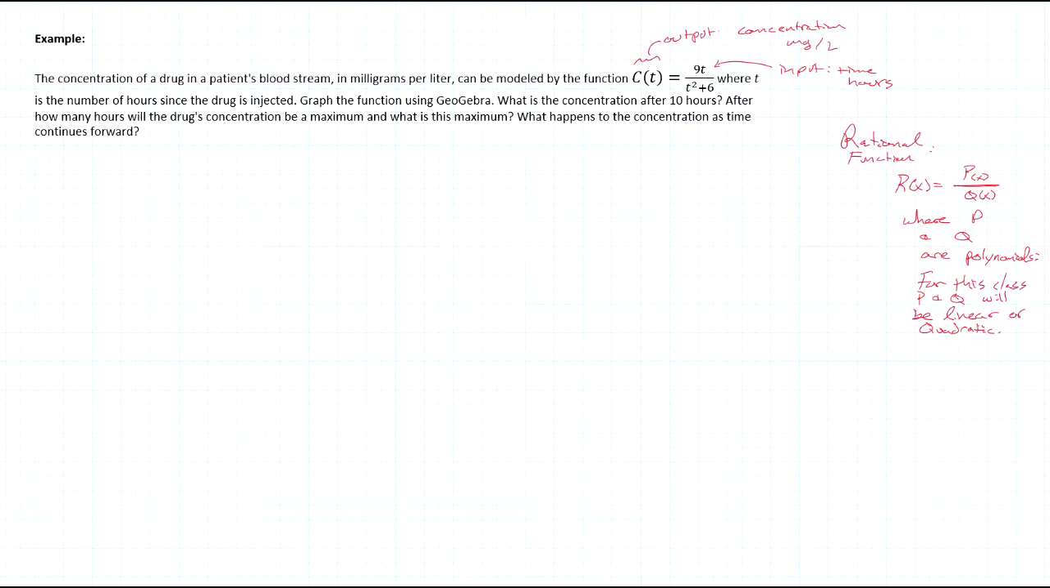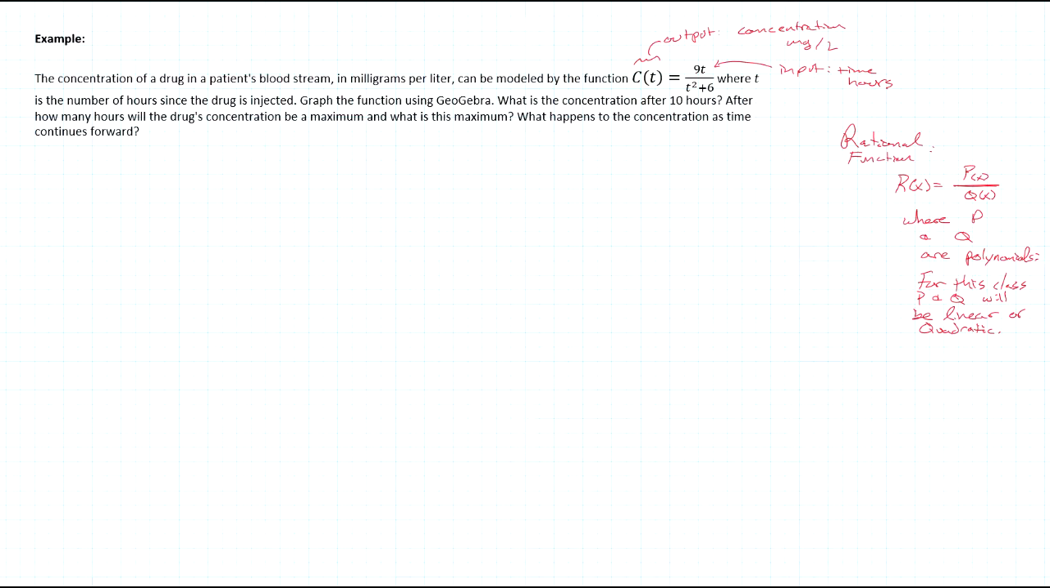So for now, let's just do an introduction, take a look at this specific one and see what it looks like, to get an idea of what some of these graphs might look like and be able to answer some questions. As we move forward in the instructions, it says to graph the function using GeoGebra. We'll do that in a minute, and then answer the following questions. What is the concentration after 10 hours? After how many hours will the drug's concentration be a maximum, and what is that maximum? And finally, what happens to the concentration as time continues forward?